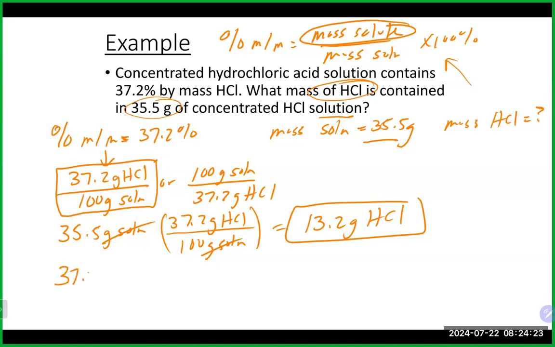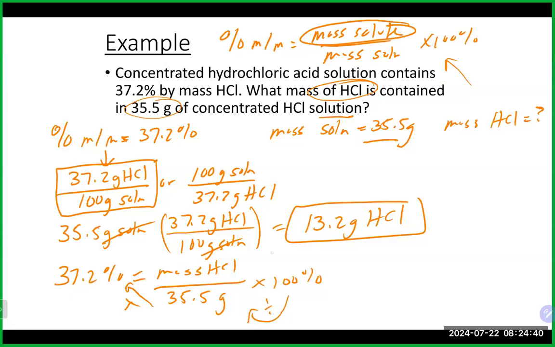You're going to do 37.2% would equal our mass of HCl divided by 35.5 grams times 100%. Essentially what you'd be doing is multiplying the 35.5 to the other side and dividing by that, which would basically give you the exact same calculation as above.